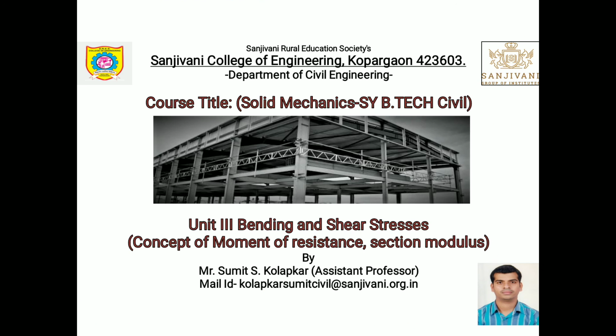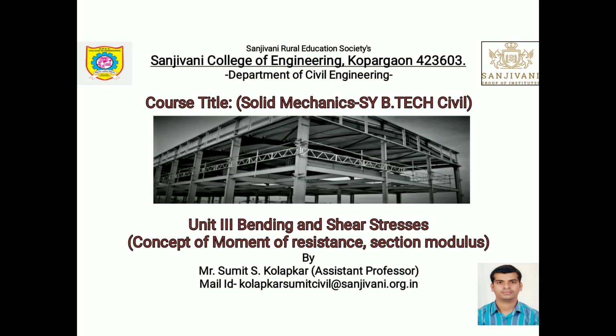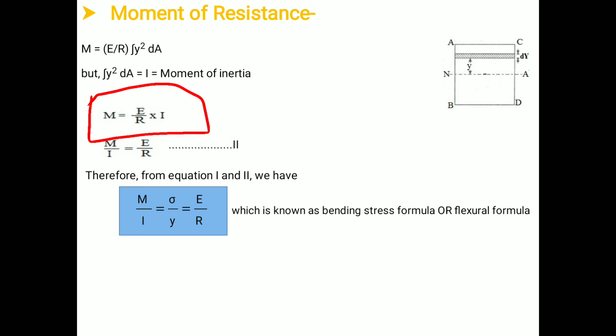We have already calculated the value of sigma upon y, which is equal to E upon R. In the same manner, we have another value of E upon R equal to M upon I. Therefore, we have two equations which are equal. If I equate equation 1 and 2, I have the final flexural formula, M upon I equals sigma by y equals E by R. Remember that this is the final equation of the flexural formula or bending stress formula: M upon I, sigma by y, E upon R, all are equal.